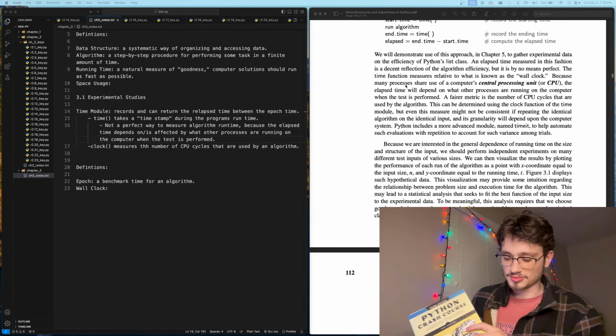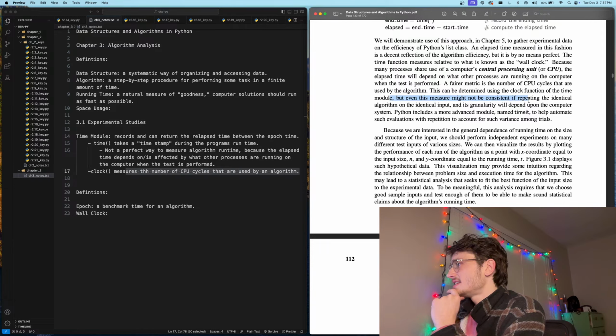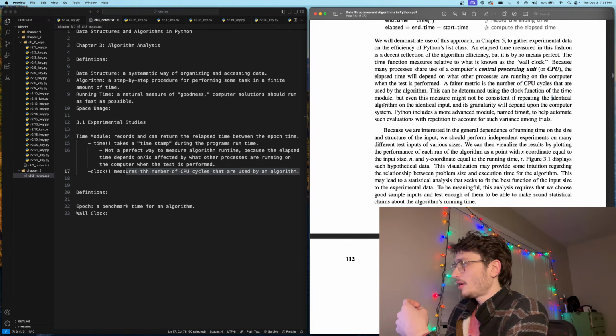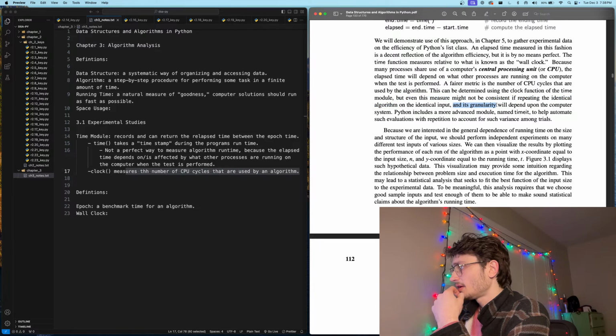All right, so the clock function in the time module that Python provides measures the number of CPU cycles that are used by the algorithm, but we'll learn something about it here. But this measure might not be consistent if repeating the identical algorithm on the identical input, and its granularity will depend upon the computer system. Interesting. So obviously, if you have a better CPU, maybe you will have a faster speed, right? This depends on the clock speed of the CPU, I'm guessing just by the name of it.